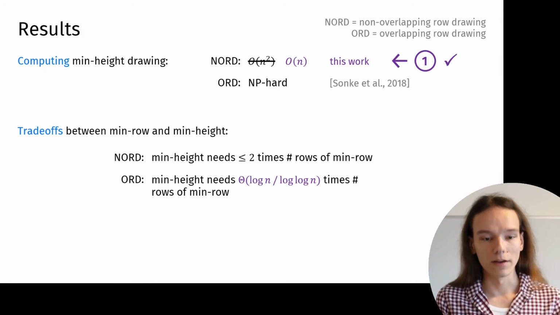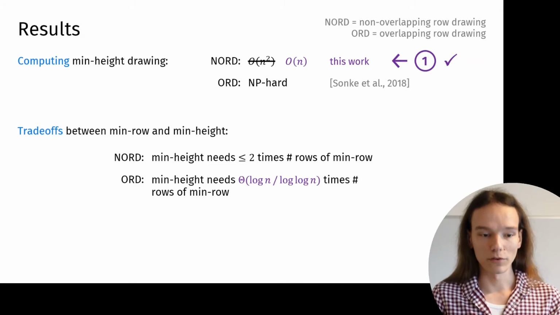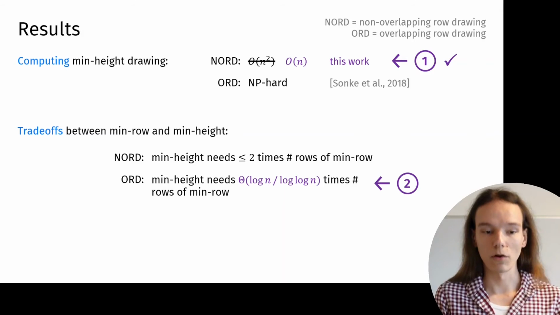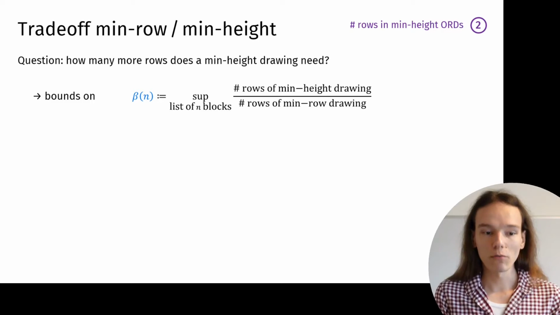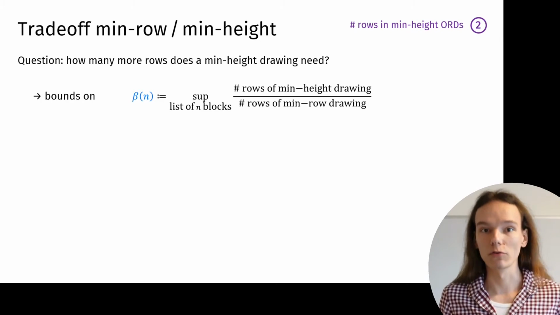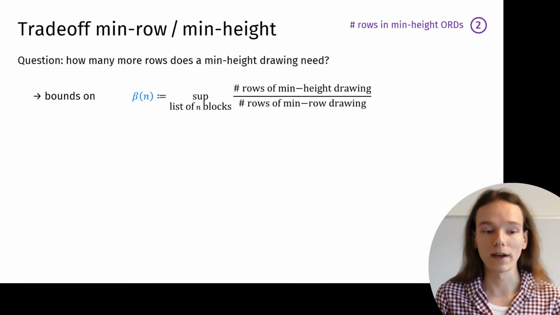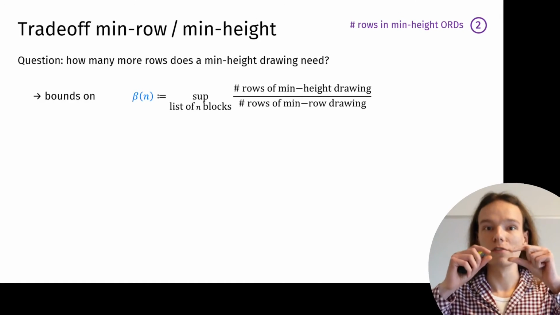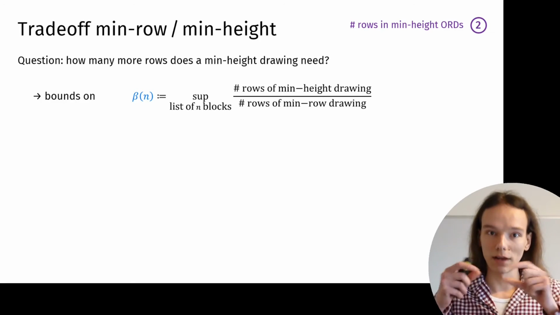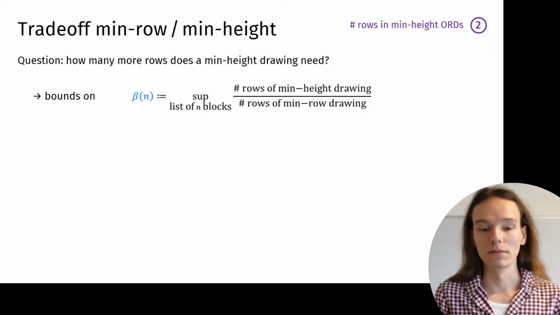Okay, so that was how to compute the min-height drawing in linear time. Now a second result, this log n over log log n bound. What's happening with that? So we want to know basically how many more rows does a min-height drawing need compared to the min-row drawing. So what we basically want to compute is bounds on something that we call beta n. Beta n is the number of rows that the min-height drawing needs, divided by the number of rows that the min-row drawing needs, in the worst case.